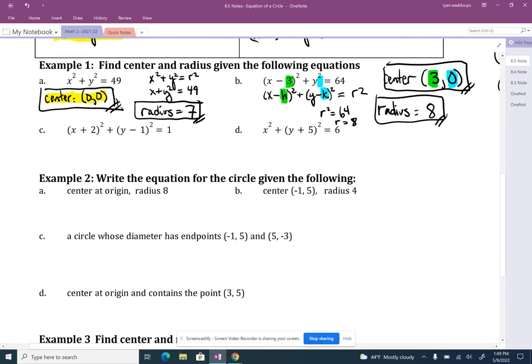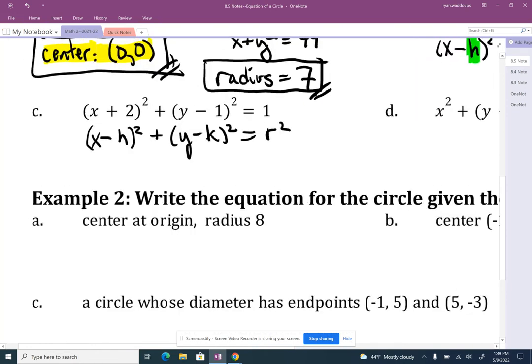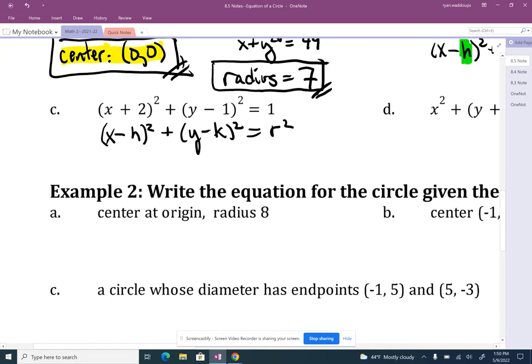All right, let's look at the next example here. X plus 2 squared plus y minus 1 squared equals 1. Once again, I'm going to compare it to this general form of the equation, x minus h squared plus y minus k squared equals r squared. So I'm going to zoom in on this. It's x plus 2 squared. I'm going to try to write this as x minus h.